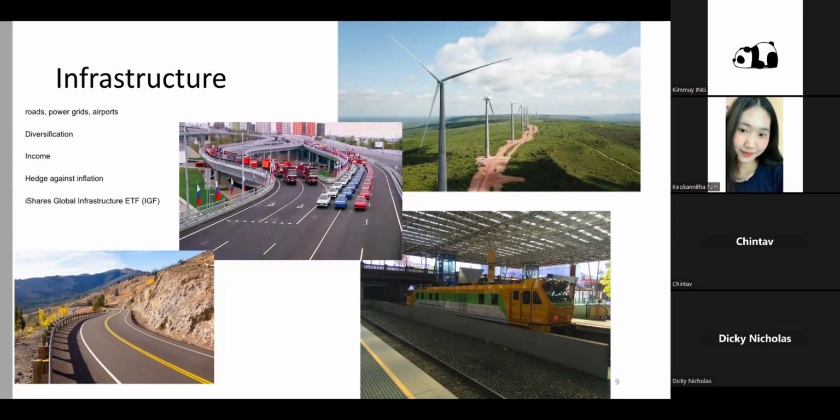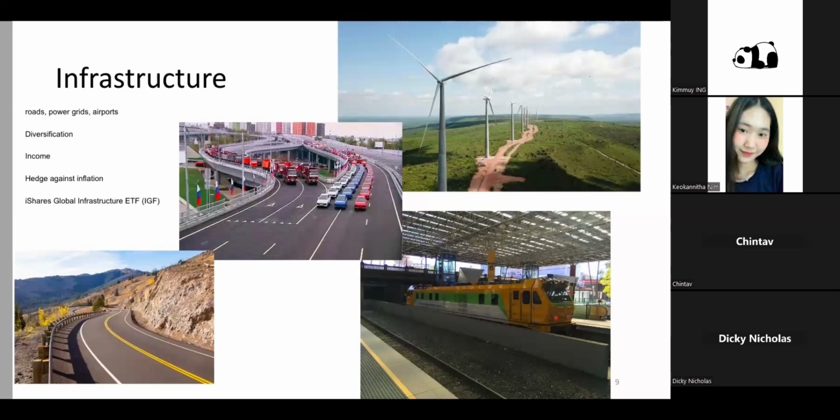Infrastructure refers to the essential assets that keep an economy running. Think of it like roads, power grids, airports, that sort of thing. You can see in the picture here. There are a few reasons why it might be a good fit. One is the diversification. Infrastructure often doesn't move in the same direction as the stock market, so it could potentially smooth out some of the ups and downs in my portfolio.